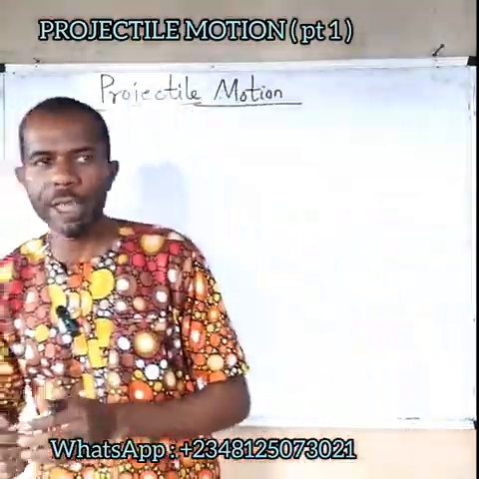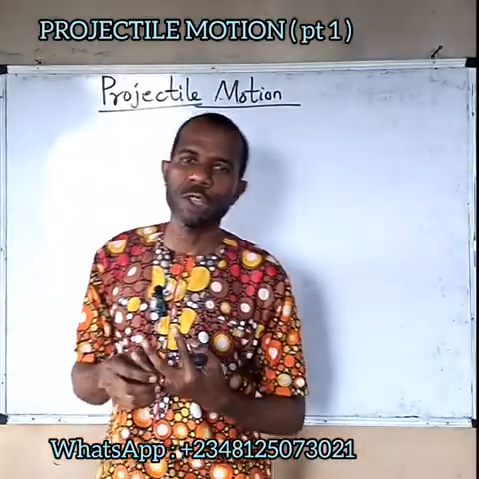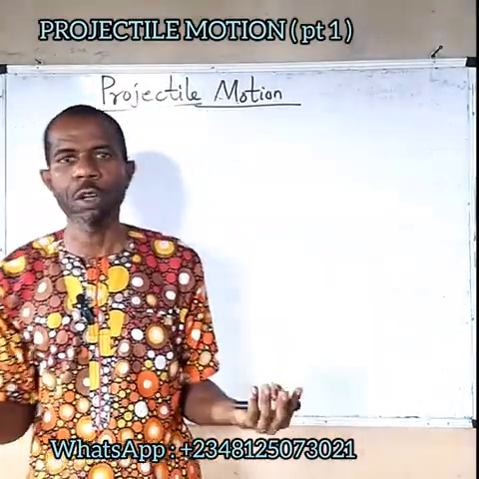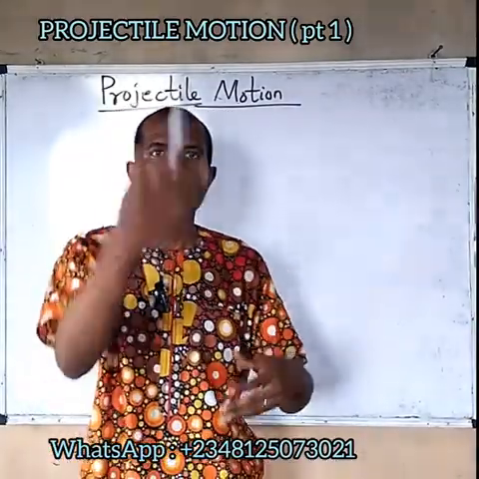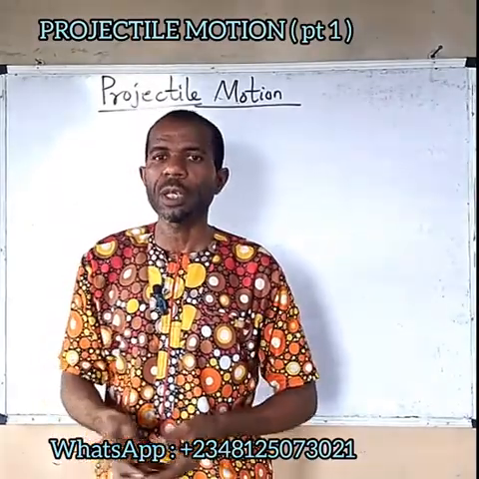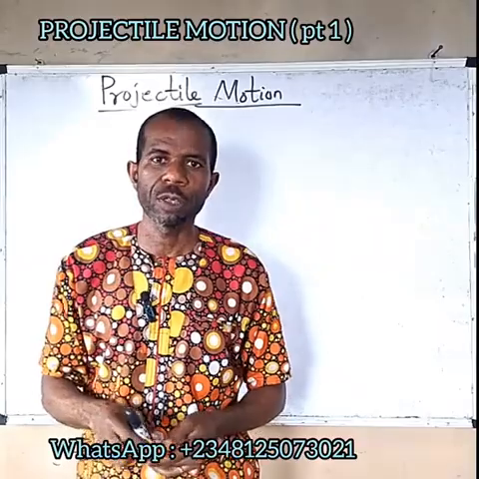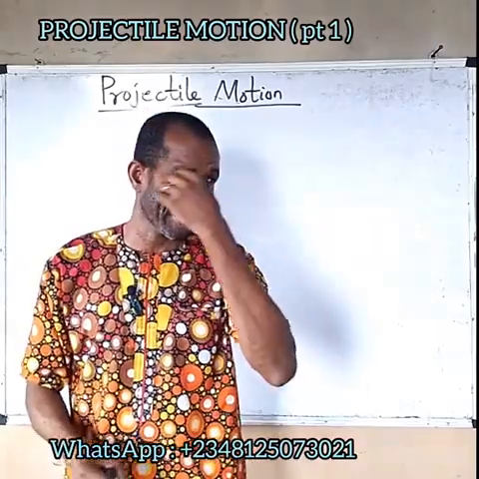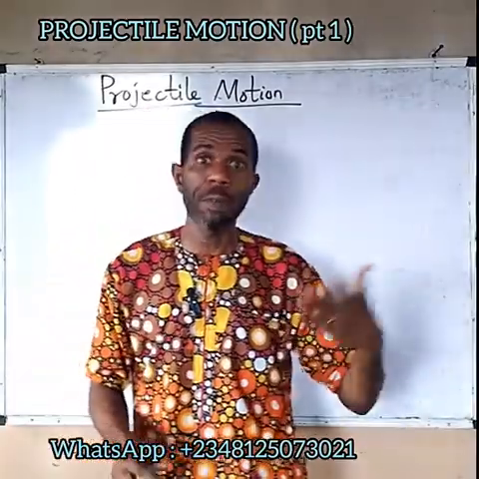Before we go into the analysis of the calculation, let us look at examples of projectile motion. When you throw a stone upward, or an object is thrown up, it undergoes projectile motion. Now, when you kick a football, like a footballer, like yesterday, Nigeria played the ball.